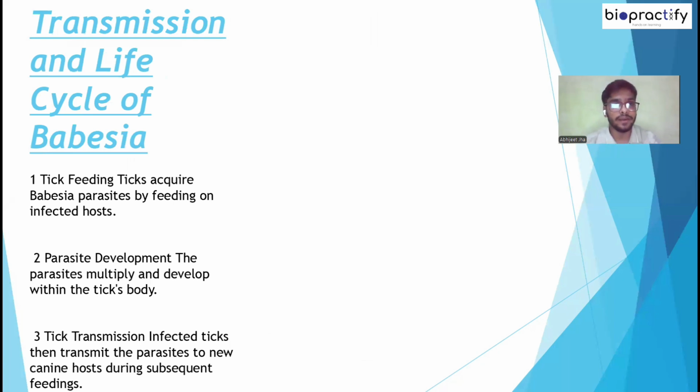Transmission and life cycle of Babesia. First point is tick feeding. Ticks acquire Babesia parasites by feeding on infected hosts. And the second point is parasite development. The parasite multiplies and develops within the tick's body. And the third point is tick transmission. Infected ticks then transmit the parasites to new canine hosts during subsequent feedings.